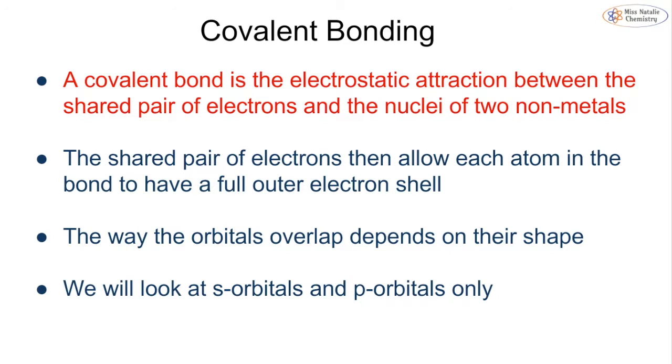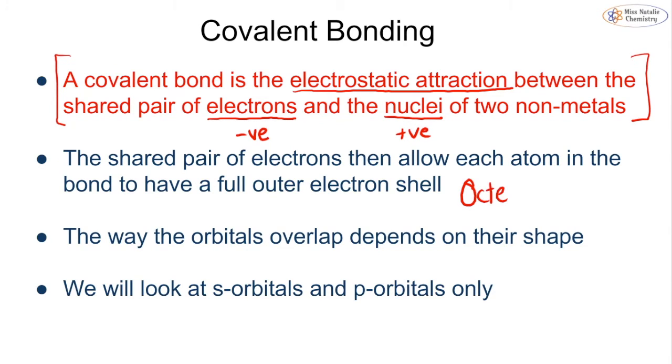So in GCSE, you learn this definition, and it continues through to A-level, that a covalent bond is the electrostatic attraction between the shared pair of electrons and the nuclei of two nonmetals. So again, there's our keywords, electrostatic attraction, and we're always looking for the attraction between the positive and the negative in the compound, and in this case, it is our positive nuclei and our negative electrons. Our shared pair of electrons allow each atom to have a full outer electron shell, and we typically refer to this as the octet rule, and we will revisit this later.